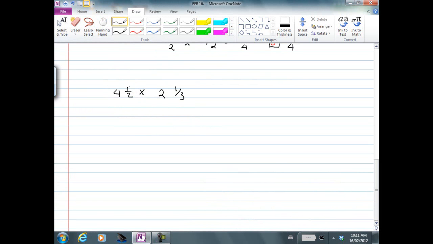Gurjot, what's 4 1/2 converted to improper? 9/2. Robin, 2 1/3 converted. 7/3. Good. Guys and gals, once you get up to here, we're going to start the dance.